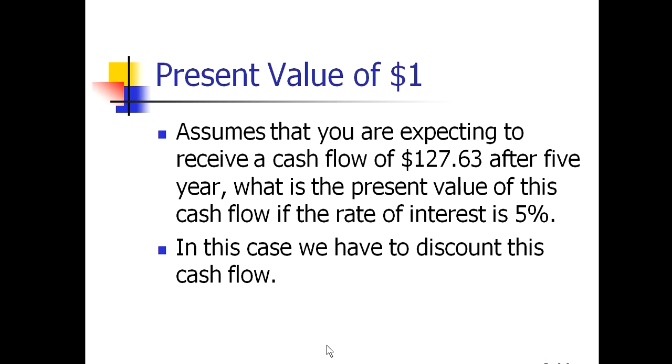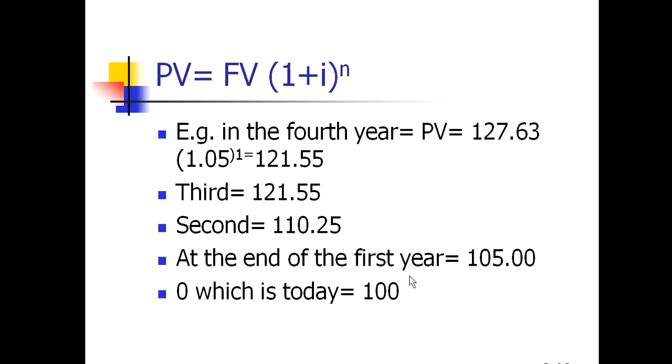And here is a simple example which assumes that you are expecting to receive a cash flow of 127.63 after 5 years. What is the present value of this cash flow if the offered rate of interest is 5%? In this case, we have to discount this future cash flow, which is 127.63, for 5 years. For example, by the end of the 4th year, you will receive this amount. So we have to employ this equation: present value equals future value, sorry, it's divided by, not multiplied, divided by 1 plus I to the power of n.